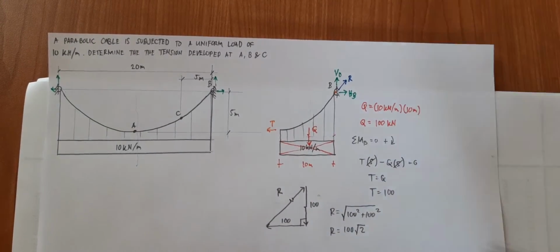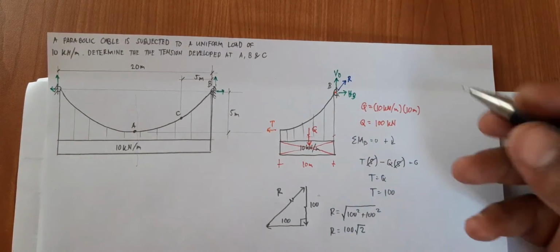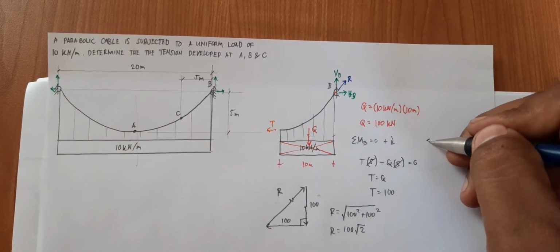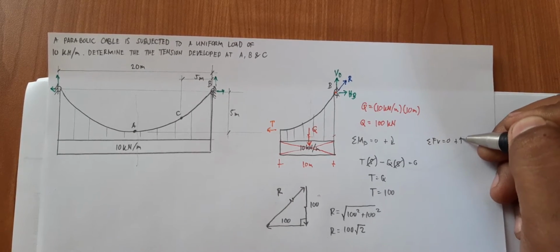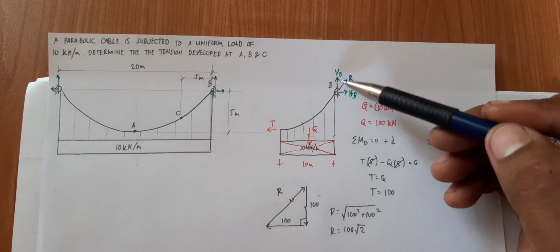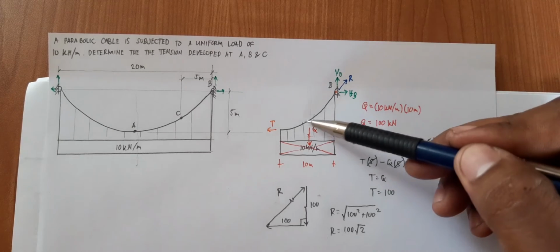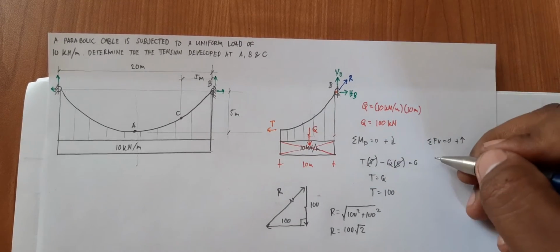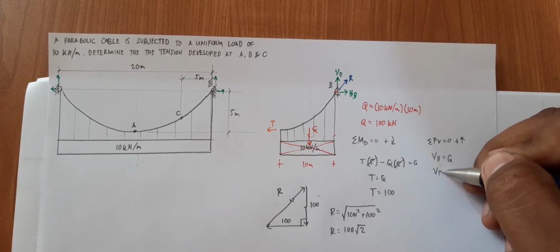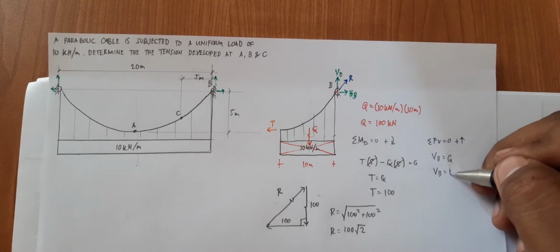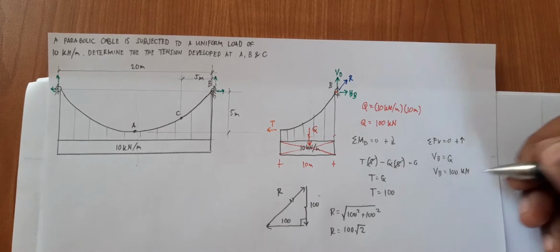Taking again this system as your free body, summation of forces vertical is equal to 0. Let's take positive upwards. On the upward direction, you only have VB. On the downward, you have Q. So you can conclude that VB is equal to Q, wherein VB now is equal to 100 kilonewtons.